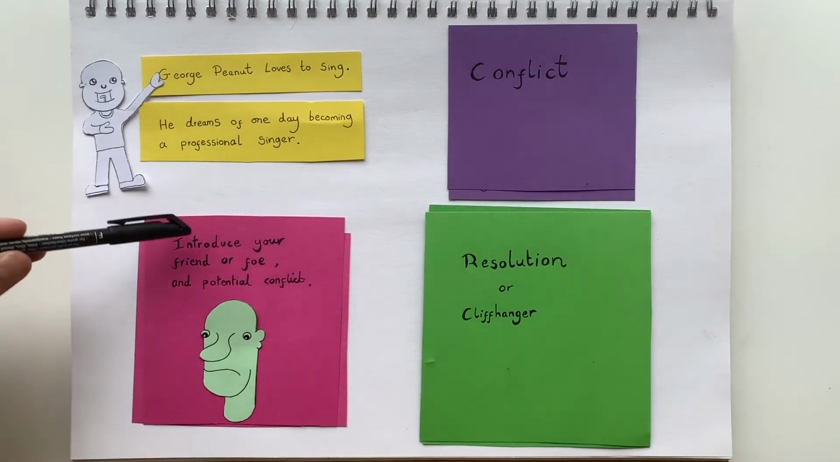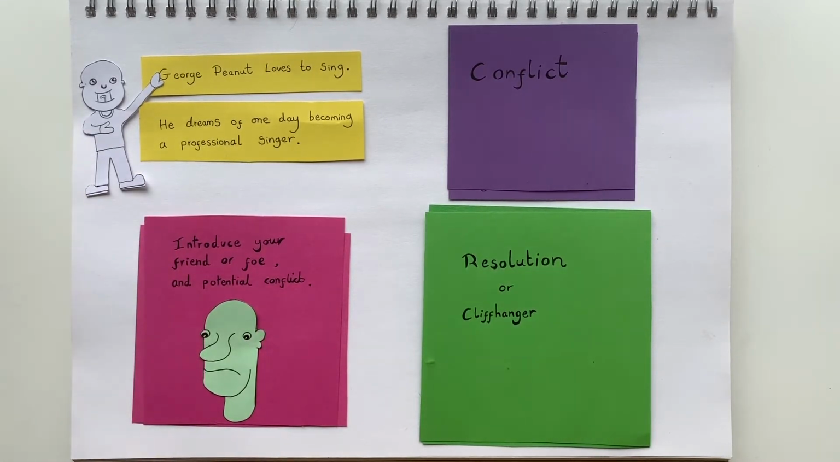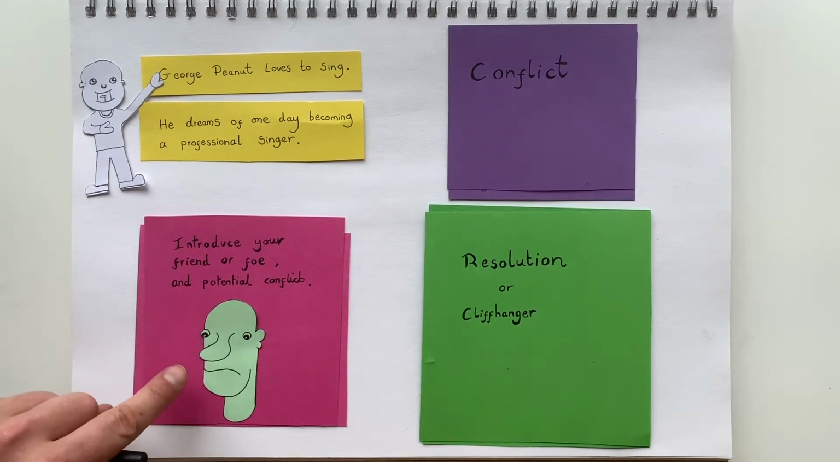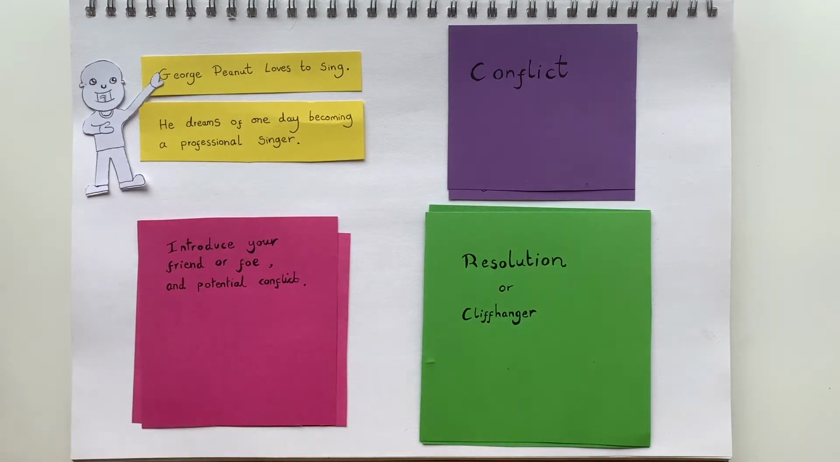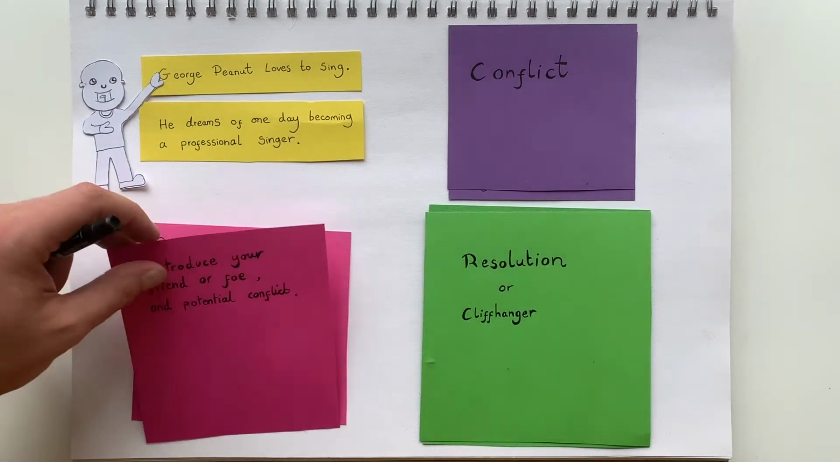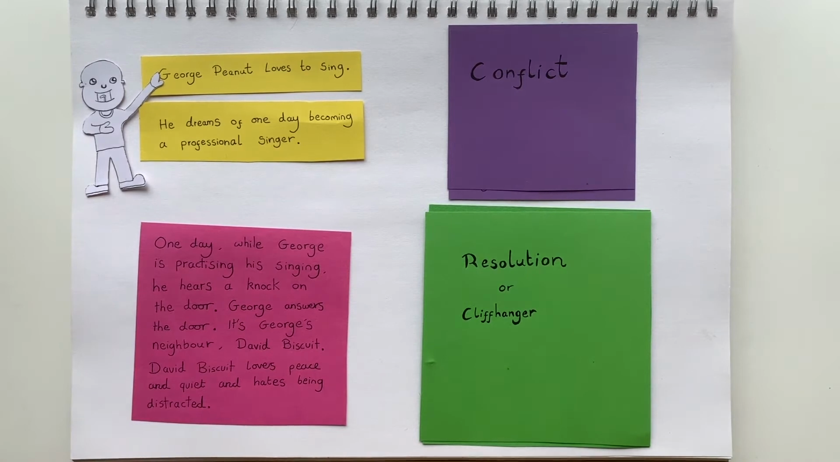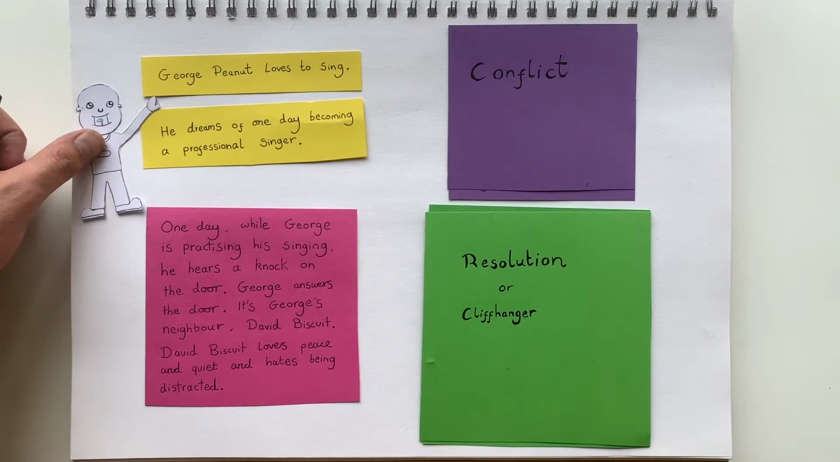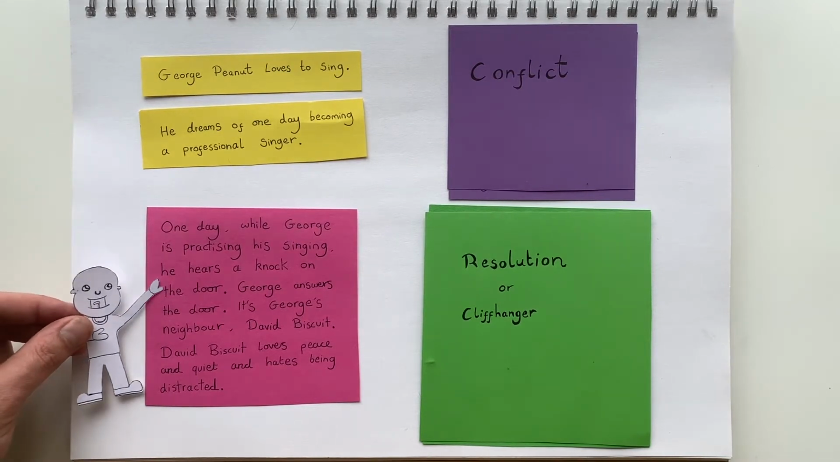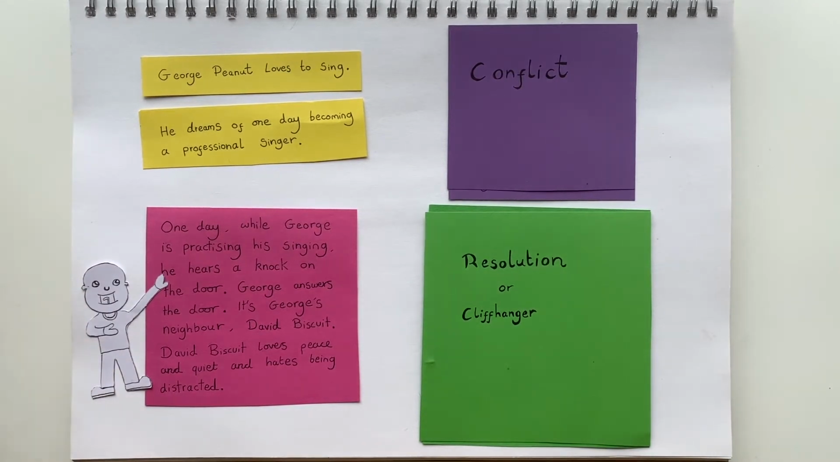Next, we have to introduce your friend or foe and a potential element of conflict. Here's David Biscuit, George's next door neighbour, and here's my little bit of writing where he comes in. One day, while George is practicing his singing, he hears a knock on the door. George answers the door. It's George's neighbour, David Biscuit. David Biscuit loves peace and quiet and hates being distracted.